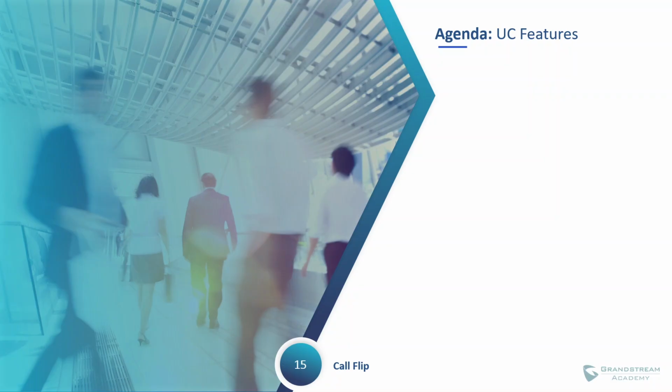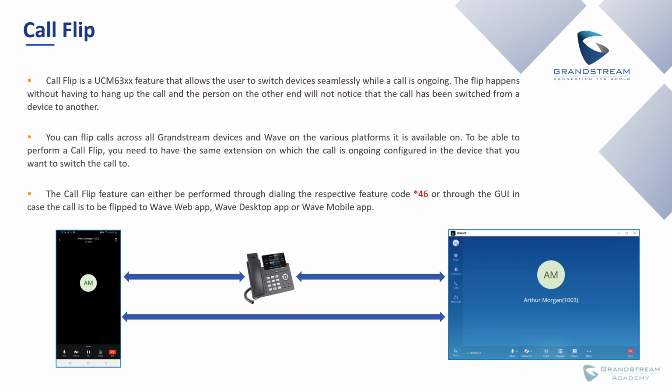And next we're going to talk about Call Flip. Call Flip is a feature available in the UCM 6300 series that allows the user to seamlessly switch between two devices. Let's say that you have received a call on Wave on your mobile phone. You can quickly continue that specific call on a Wave desktop client or on your Grandstream desk phone. This switch of devices happens seamlessly without hanging up the call. Your correspondent will not even notice that you have switched from one device to another.